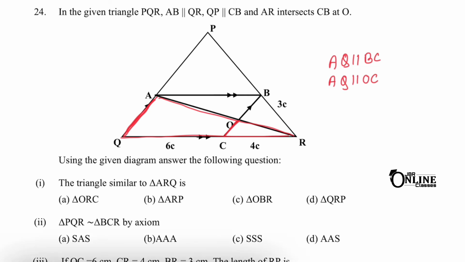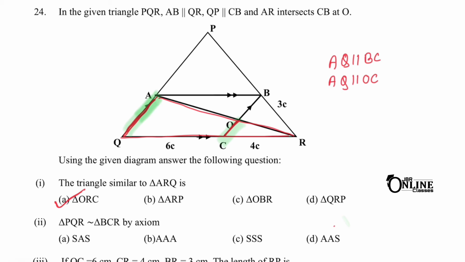Here the triangle OCR definitely is similar to the triangle AQR. As AQ and OC are parallel, the triangle OCR, which is inside the triangle AQR, is similar to it. So the first answer is ORC or OCR, which is similar to ARQ. That is the rule of similarity.